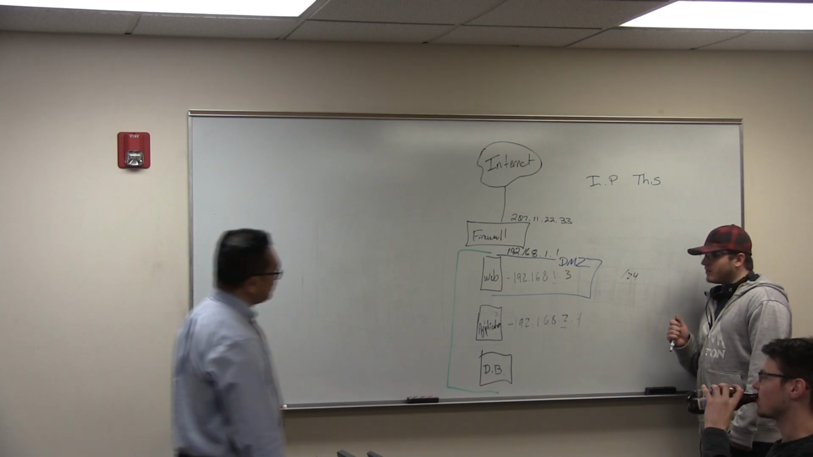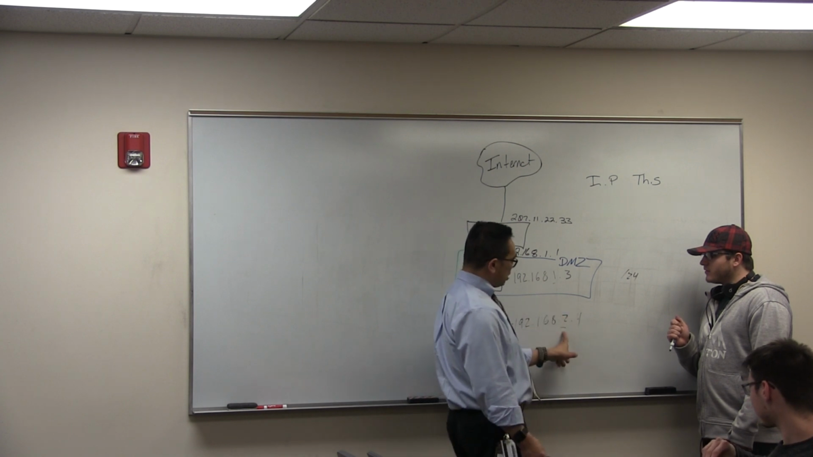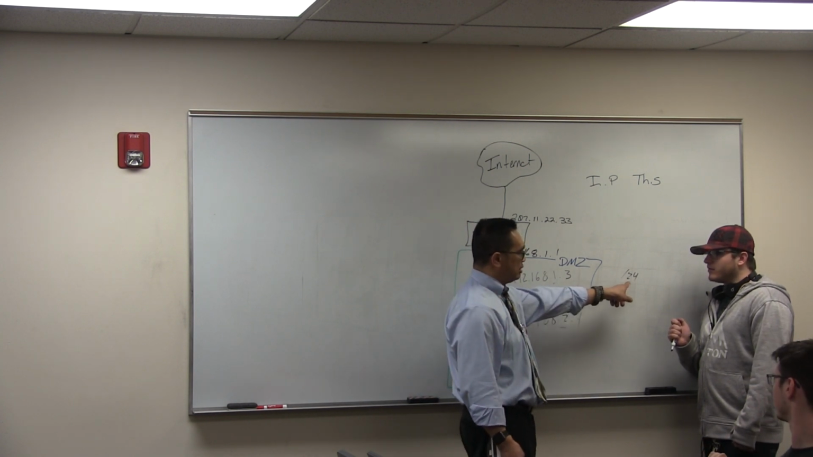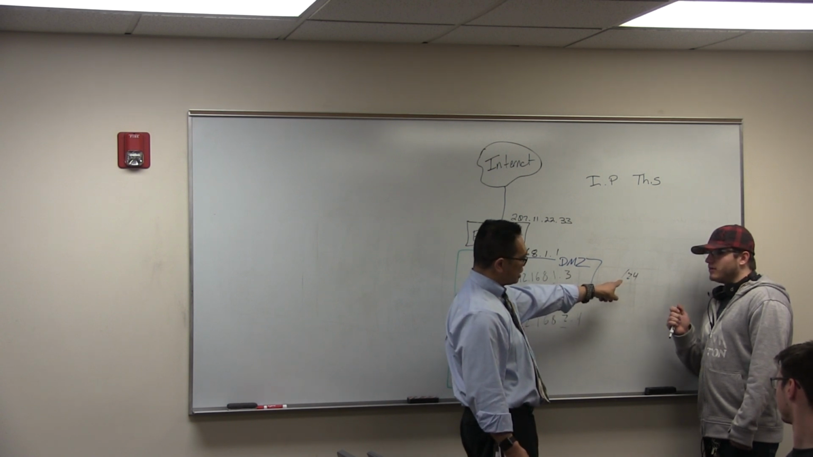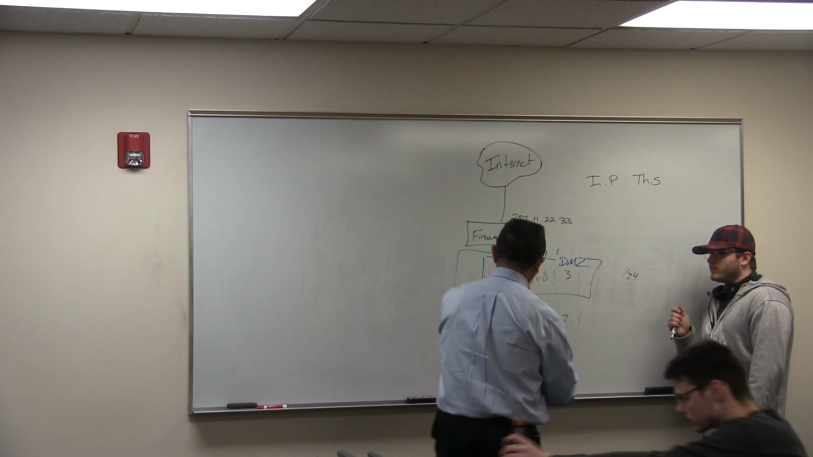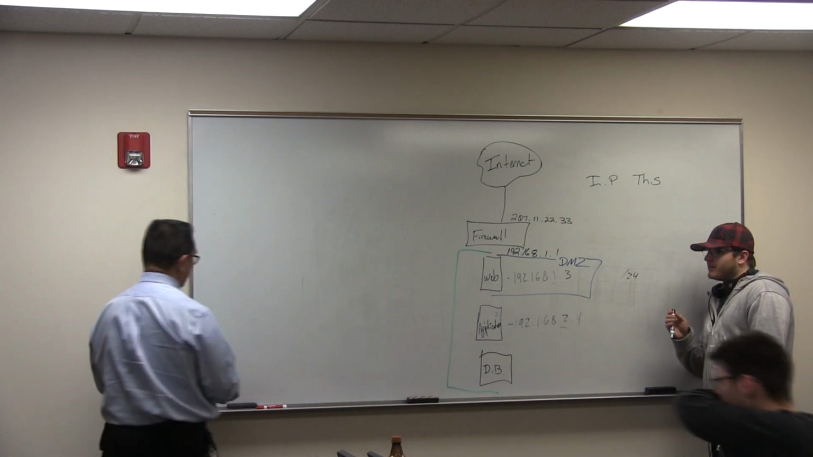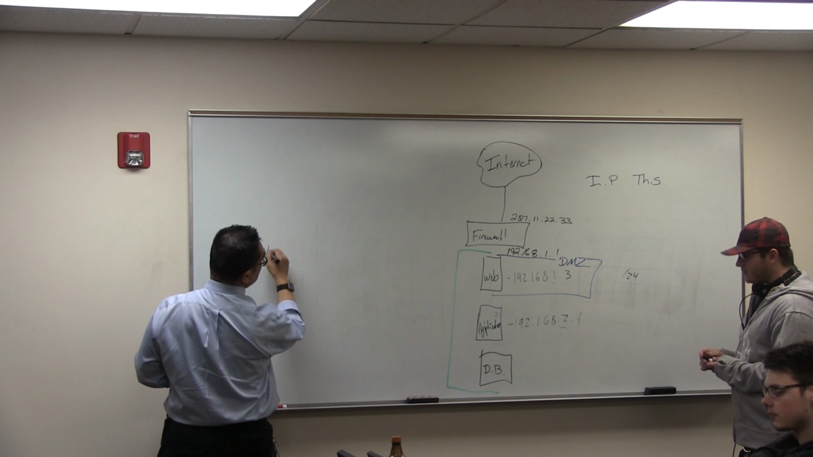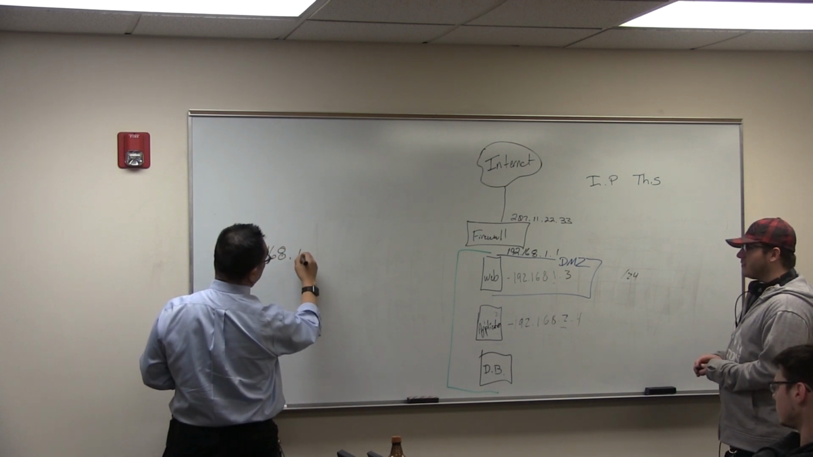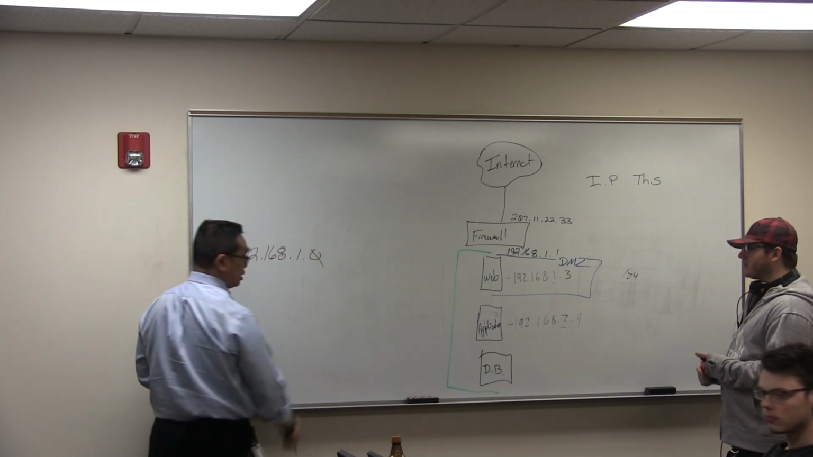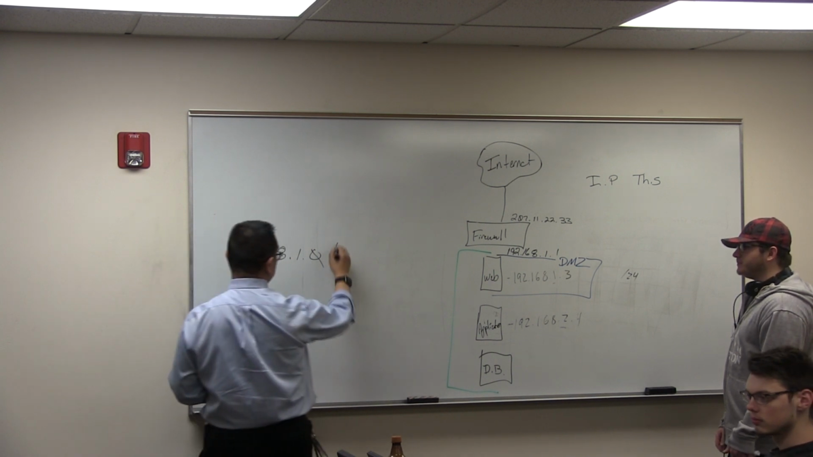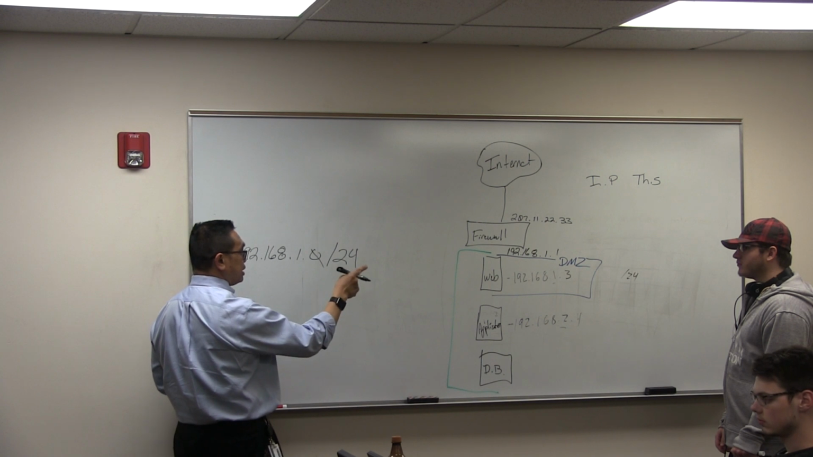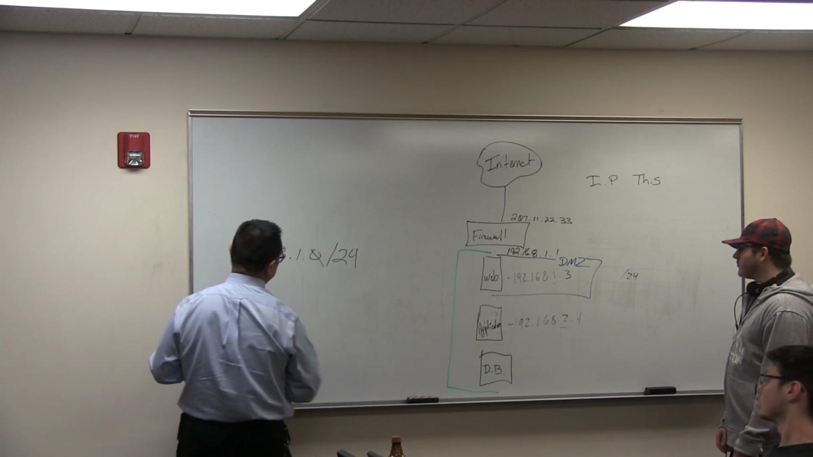So what subnet do you have to have? You already said it. A /24, okay? So do the math. Feel free to do the math. Okay, so let's see, what do we have here? We have 192.168.1.0, which is really the network. Yes. /24, okay?